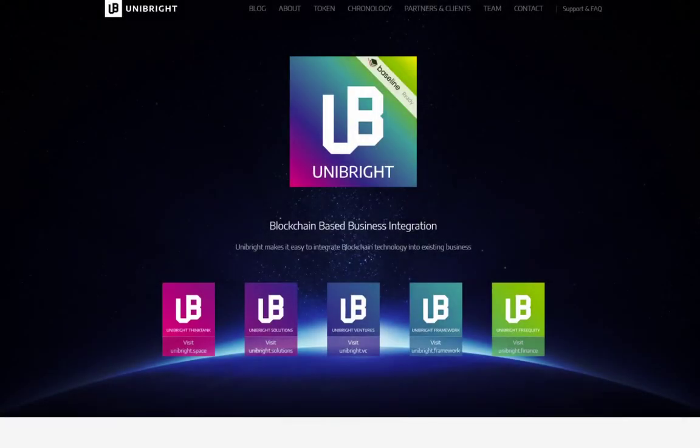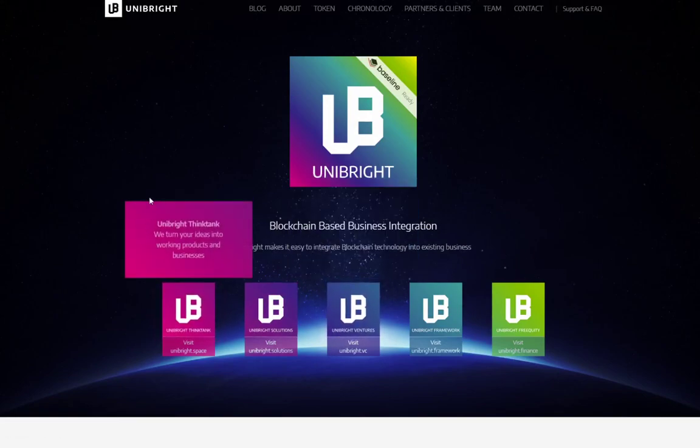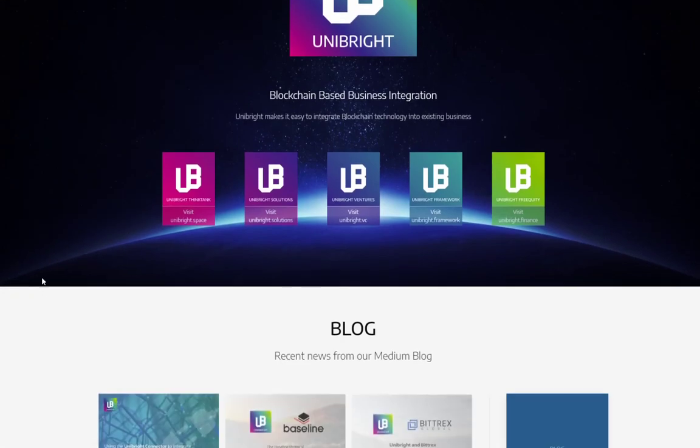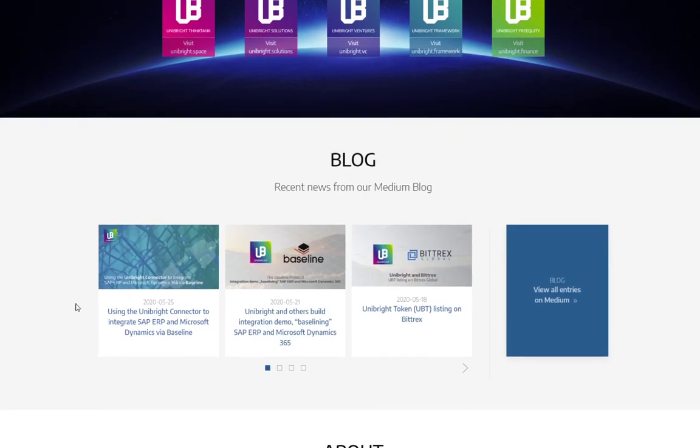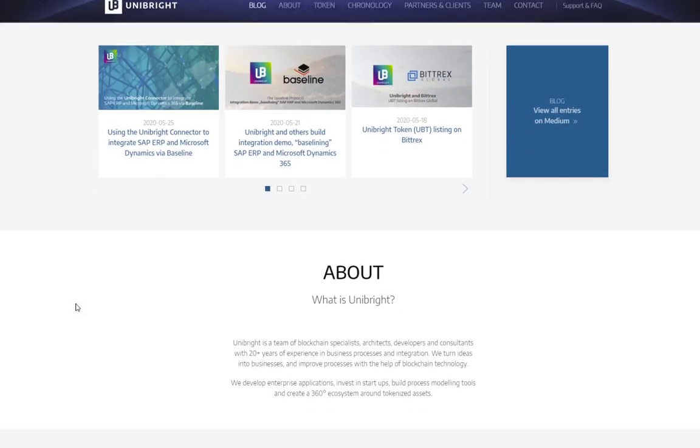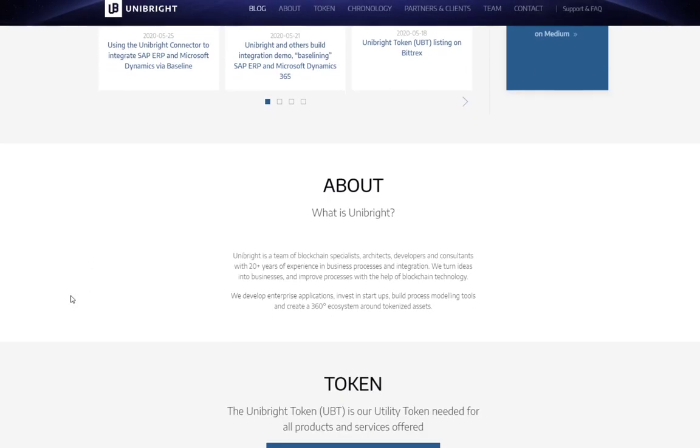Right, let's begin on the main page of the Unibright website. So it is a blockchain-based business integration platform. And here you can see five key aspects of that network. So we have Frequity, the Unibright framework, ventures, solutions, and the think tank, all combined together to provide the entire business.